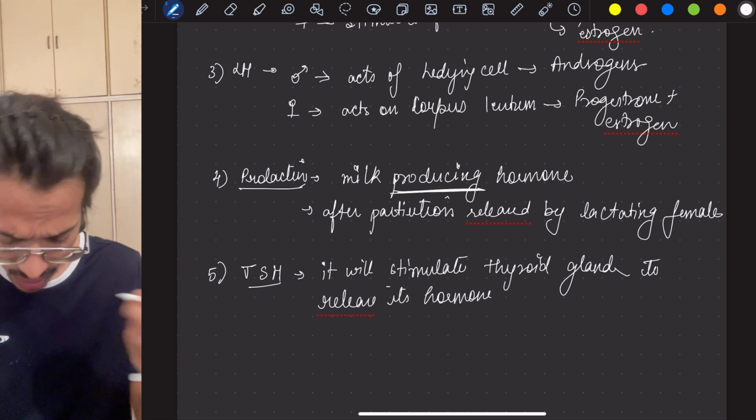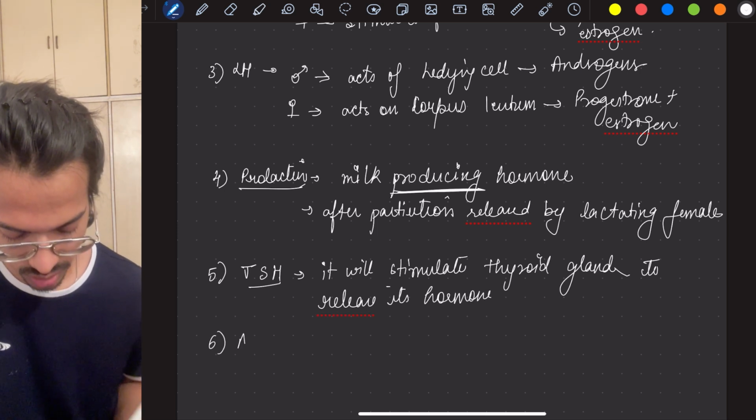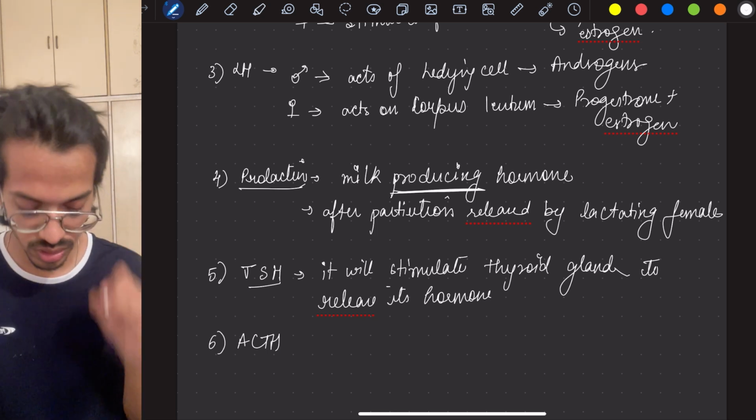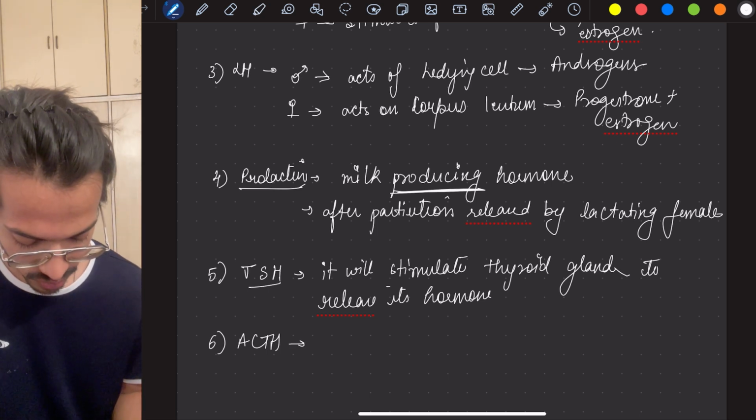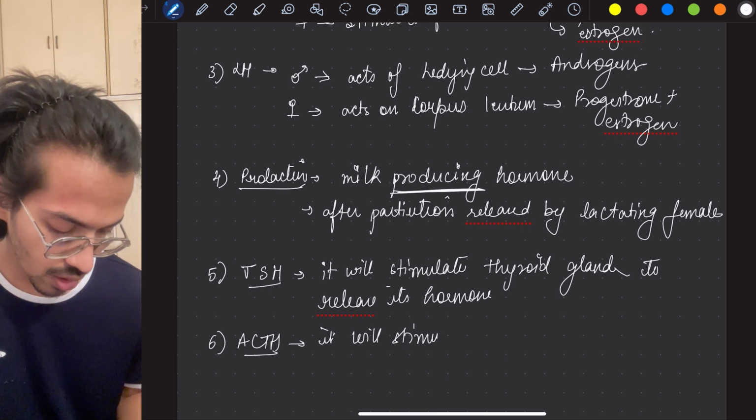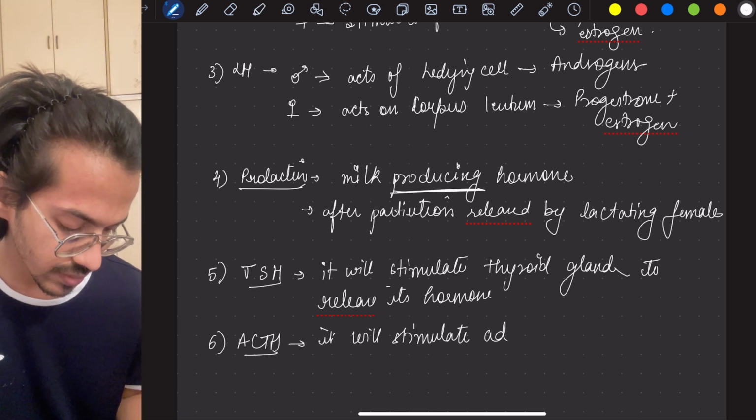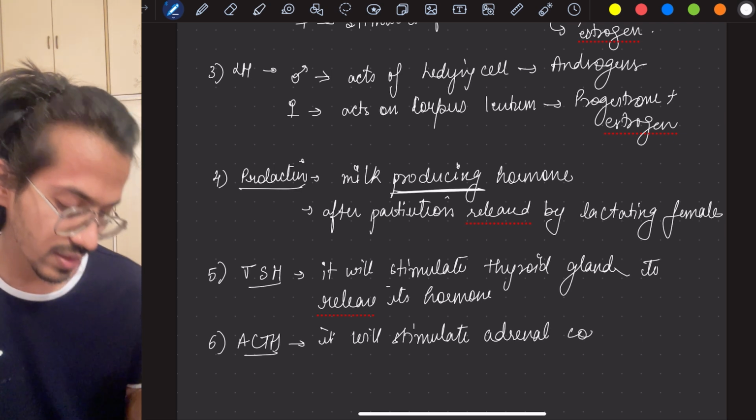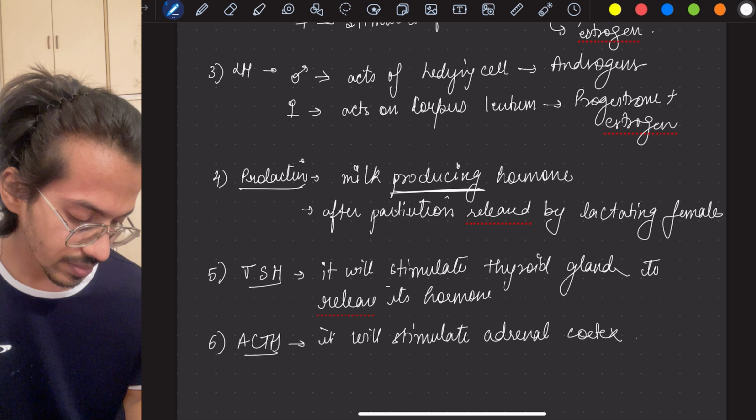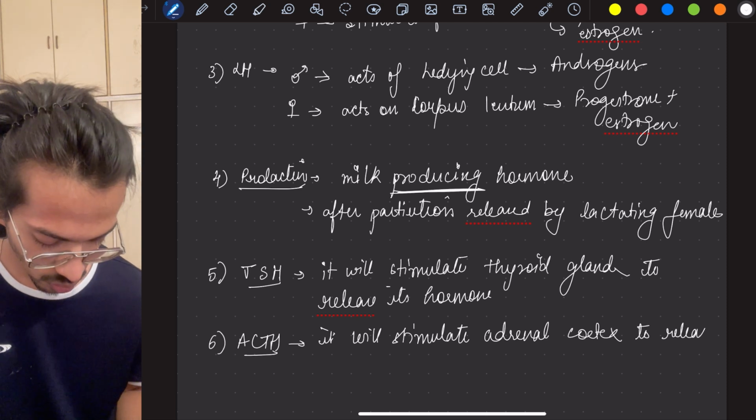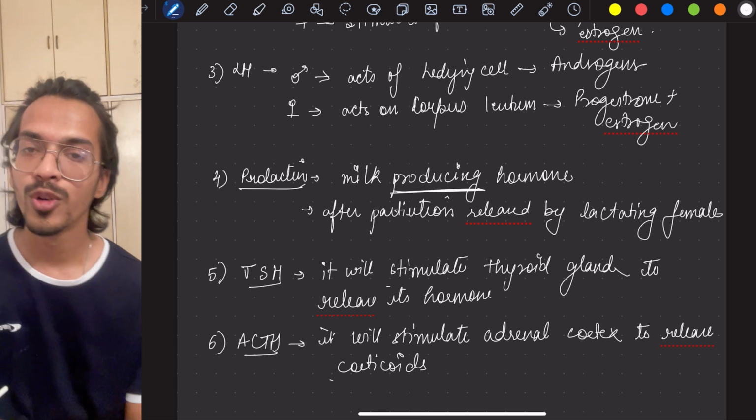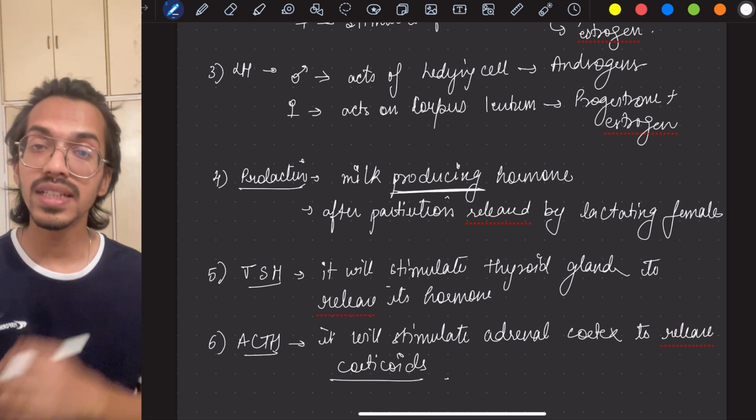Similarly, the last hormone to remember is ACTH, adrenocorticotropic hormone. What does it do? It stimulates the adrenal cortex to release cortical hormones or corticoids. That's it about the anterior lobe.